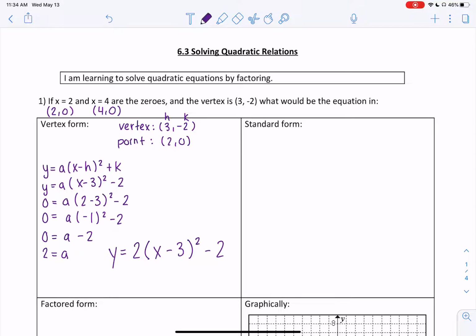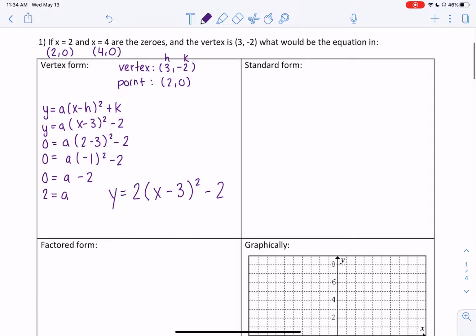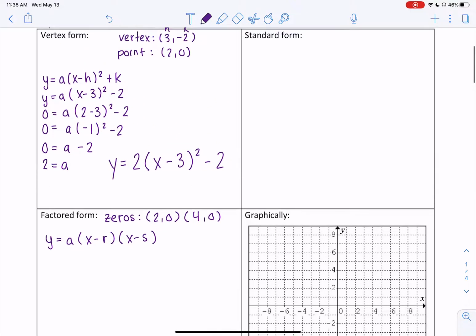Next, we're going to find it in factored form. I'm going a little out of order here. That'll make our math easier later. So we are trying to find our equation in factored form. So we are given our zeros here. And we're trying to fill all of our information into our factored form equation, which is y equals a(x minus r)(x minus s), where r and s are our zeros. So we can start by subbing those in.